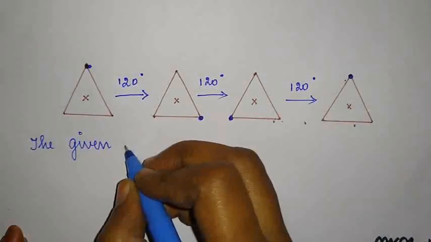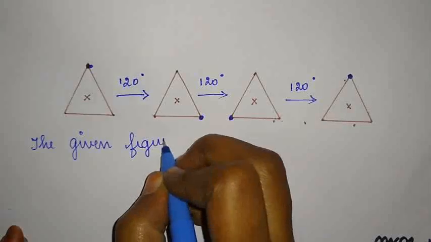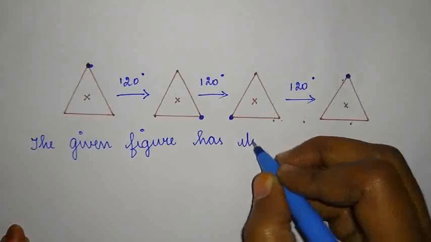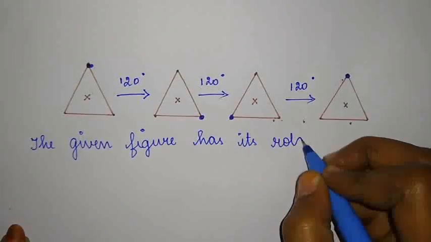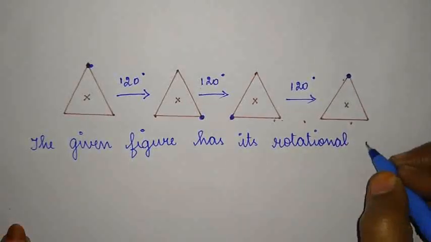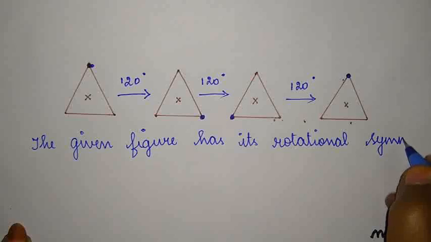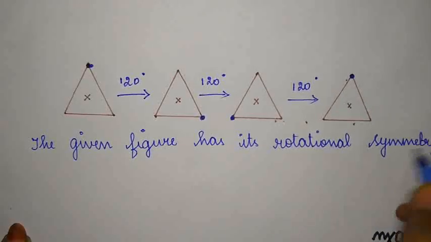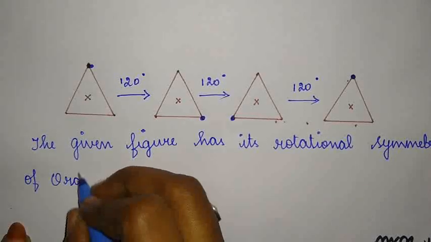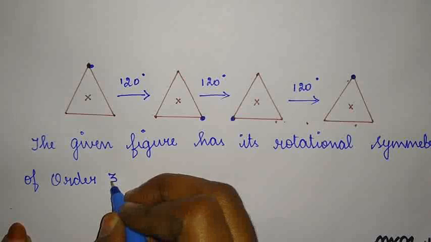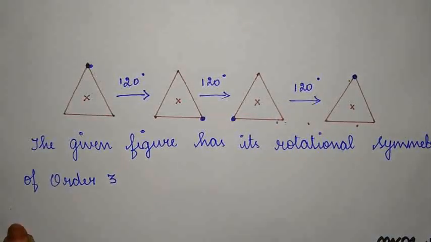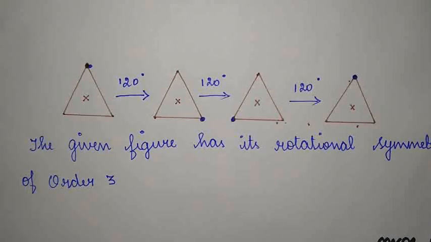You can write: the given figure has rotational symmetry of order 3. 1, 2, 3. This sum is over. Next we have to move.